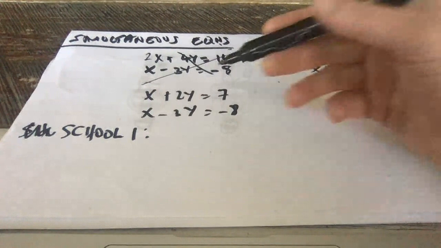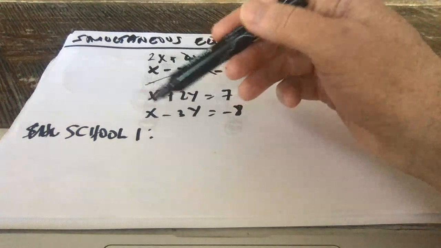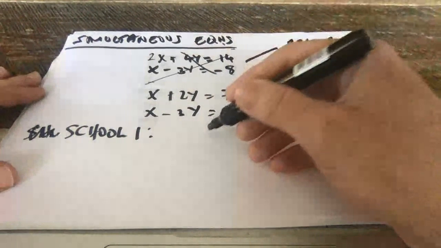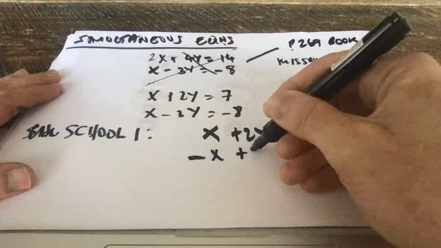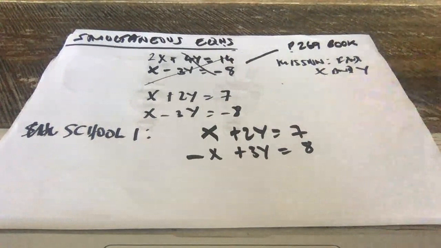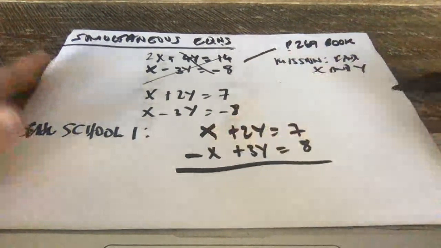So if you look at these two equations here, I notice that if I multiply the bottom one by minus one, I'm going to get cancellation of the x's when I add. So I leave the first one alone, x plus 2y is equal to 7. If I multiply the second one by minus 1, I get minus x plus 3y is equal to 8. Be careful on the right-hand side here, folks, because you must multiply the right-hand side as well by minus 1.